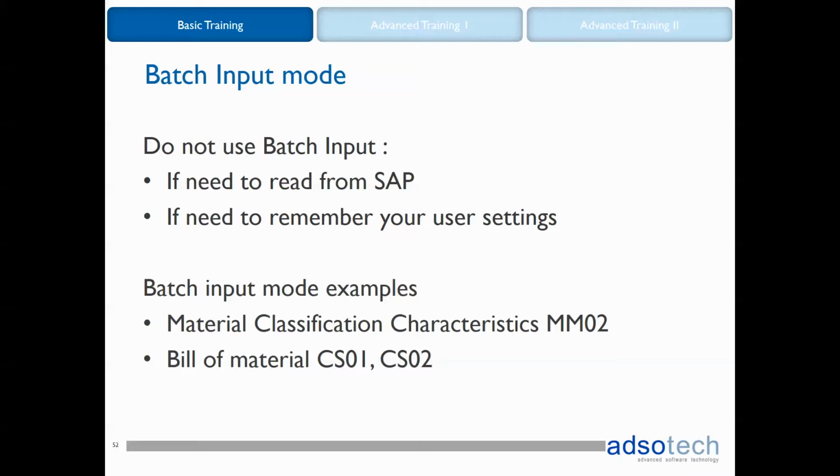A couple of examples where we know for a fact that batch input mode is the best option: material classification characteristics in MM02 and bill of material handling in CS01 or CS02. There we have for sure found out that batch input mode is the better way to go. And again, I'm comparing to non-batch input mode because these are the two so-called normal recording modes that we mainly use.